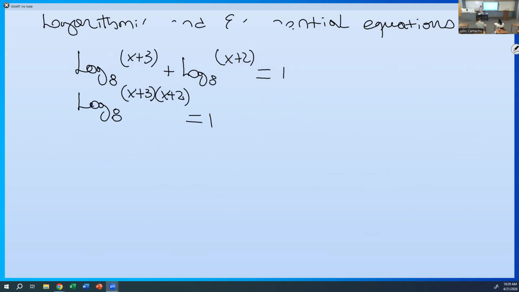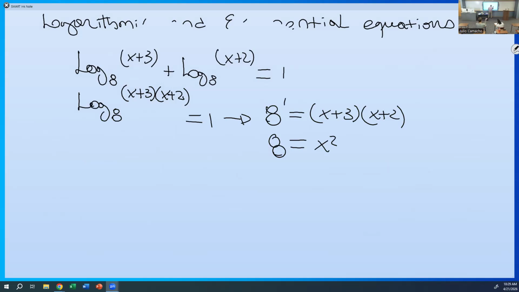It would be 8 to the first power is equal to x plus 3 times x plus 2. Very well, the next step. You FOIL it, so x times x is x squared. 8 to the first power is just 8, so you bring the 8 down. And then x times x is x squared, x times 2 is plus 2x, plus 3x.